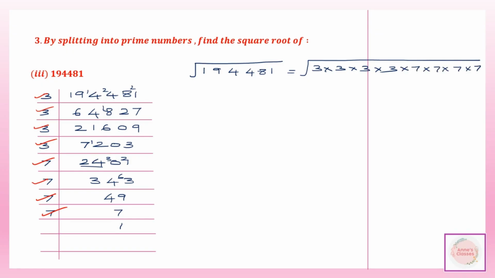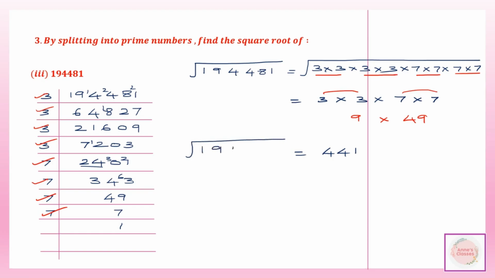Now we pick out the pairs of like numbers. So there's one pair of 3, one more pair of 3, one pair of 7 and one more pair of 7. Pick one from each. So that is 3 into 3 into 7 into 7. So you can multiply this as 3 3's are 9 into 7 7's are 49. 9 into 49. So multiply that. When you multiply, you will get 441. That means the square root of 1,94,481 is 441.